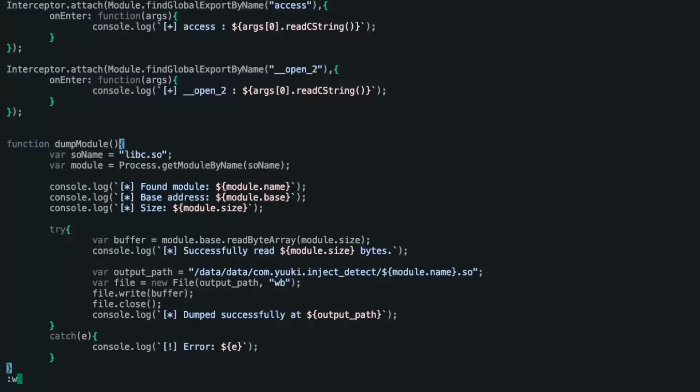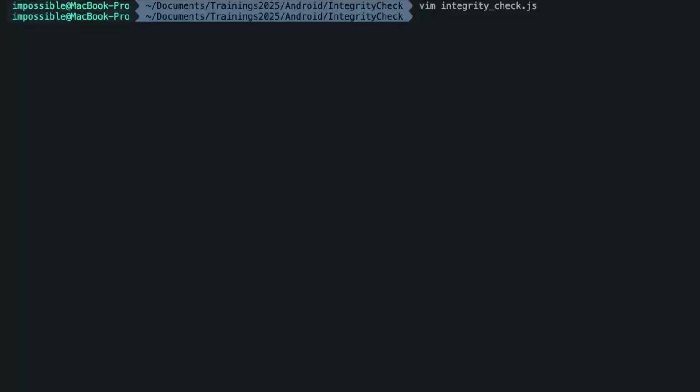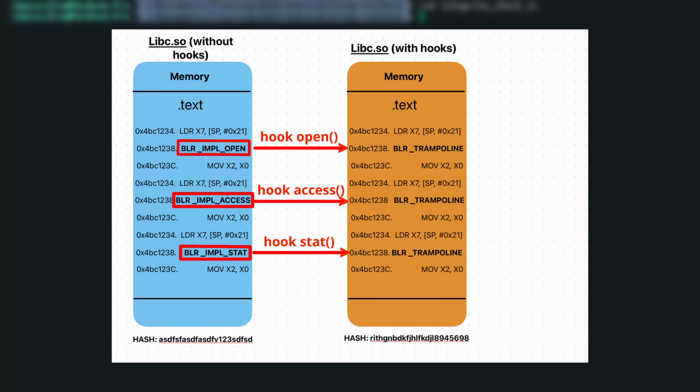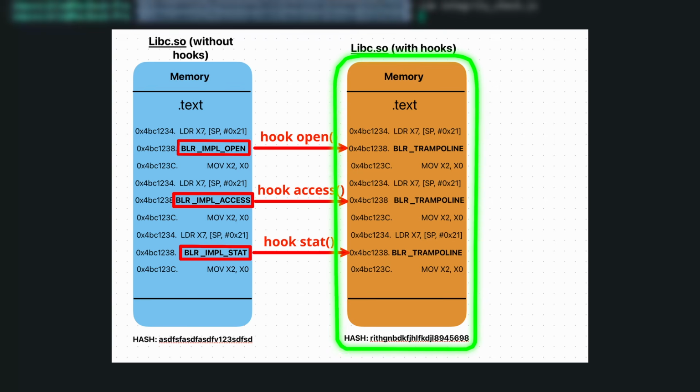Let's save it. Now, before actually dumping the library, it's crucial to ensure that the hooks you have enabled are active. Specifically, the functions you intend to hook from libc.so must already be enabled. Why? Because when you dump the library, it will contain all the patched instructions injected by the Frida hooks. Otherwise, even if you dump the library, it will not match the bytes of libc.so which is loaded into the memory after enabling the hooks, causing the integrity check to fail again.